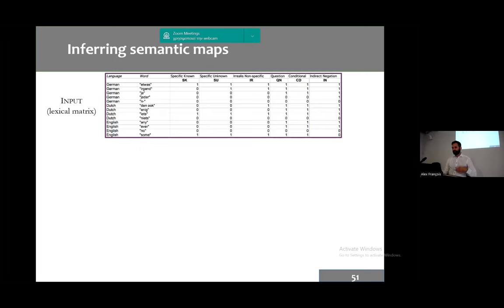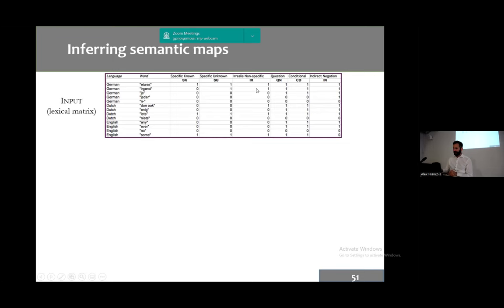Let's now try to see what Regier et al. did with his data. They tried to reproduce the map, and they used as input a lexical matrix like the one that I showed you before, where you have languages in the first column, forms or words in the second column, and functions: specific known, specific unknown, irrealis, question, conditional, indirect negation, and so on.